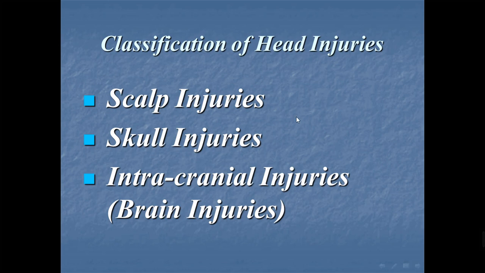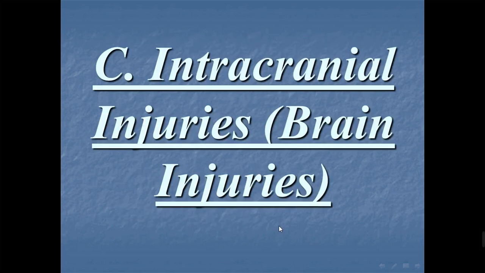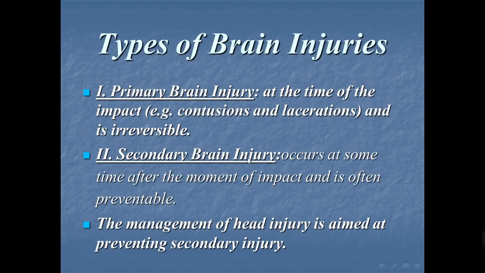As I told you, the head injuries include the different types of scalp injuries, skull injuries, and now the intracranial injuries, I mean the brain injuries. To start with, types of brain injuries are classified into either primary brain injuries or secondary brain injuries. The primary brain injuries are those injuries which happen at the time of impact, for example, contusions and laceration of the brain. And usually these are irreversible.